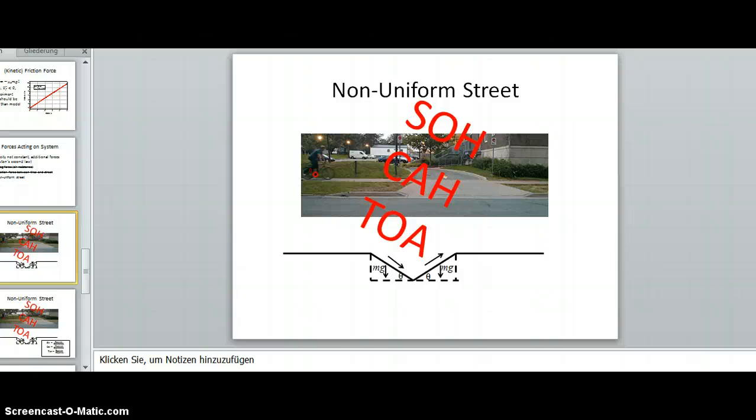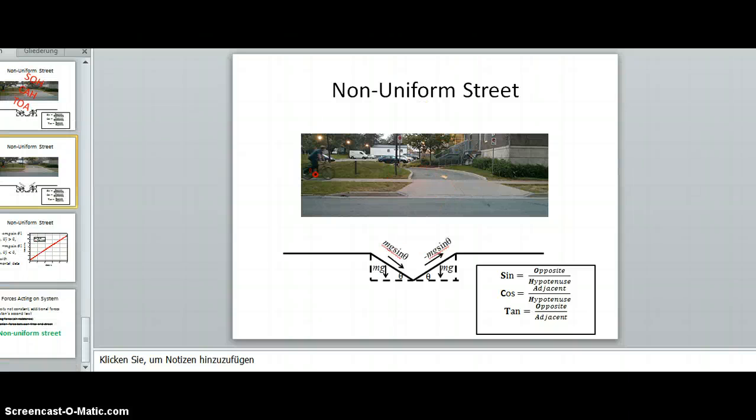But what is SOHCAHTOA? SOHCAHTOA is a mnemonic trick to remember sine, cosine and tangent. Sine is opposite over hypotenuse, cosine is adjacent over hypotenuse, and tangent is opposite over adjacent. So we take sine, and for going down the force is plus mg sine theta, and for going up the force is minus mg sine theta.